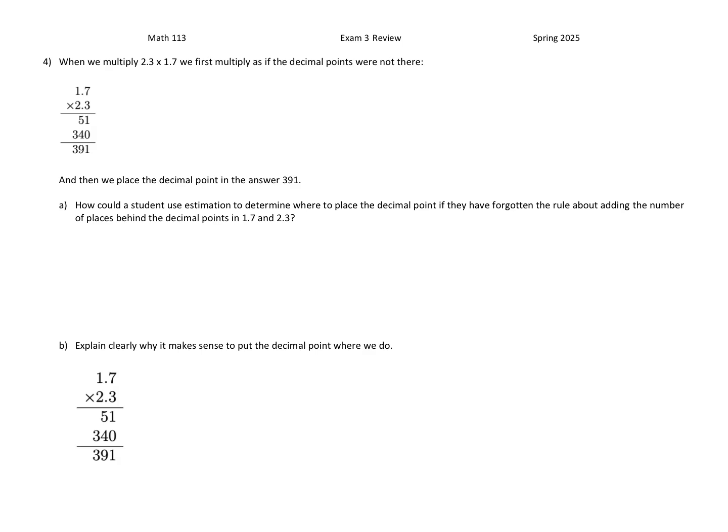When we multiply 2.3 times 1.7, we first multiply as if the decimal points were not there. So we just do 17 times 23 and we get 391. And then we place the decimal point in the answer.